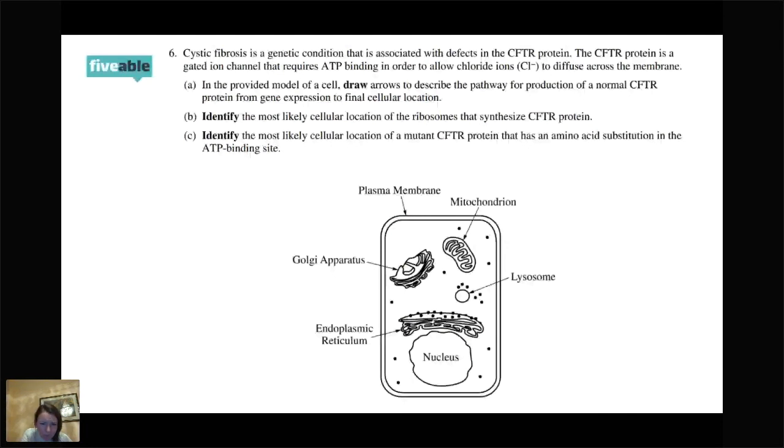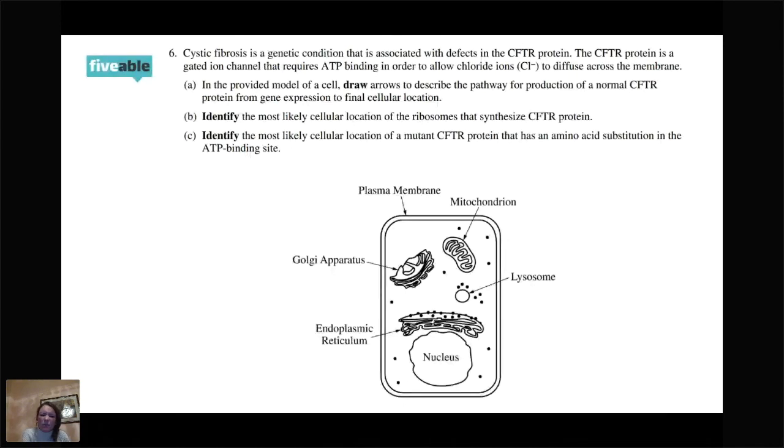Okay, the answer here is rough endoplasmic reticulum because that's where most proteins are made. And you know that because we've just reviewed it. So it's more likely that they're going to be made in the rough endoplasmic reticulum than anywhere else in the cell because that's where proteins are made. And that's where the highest concentration of ribosomes is.